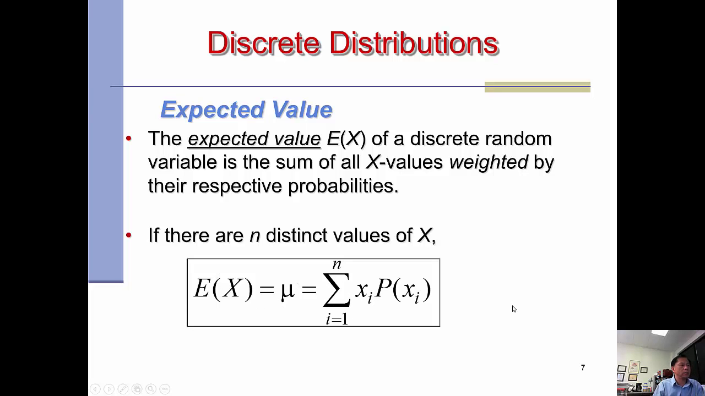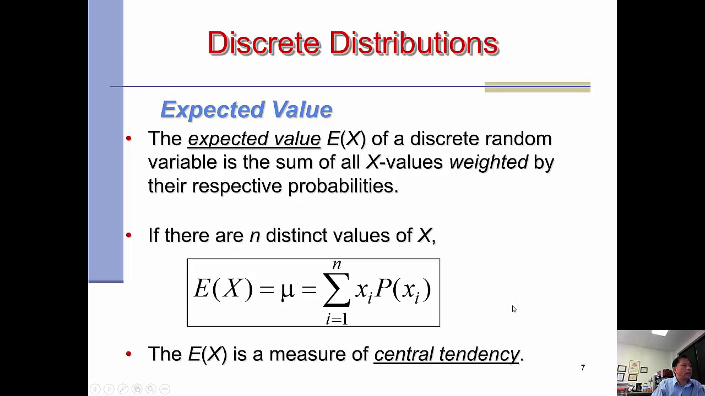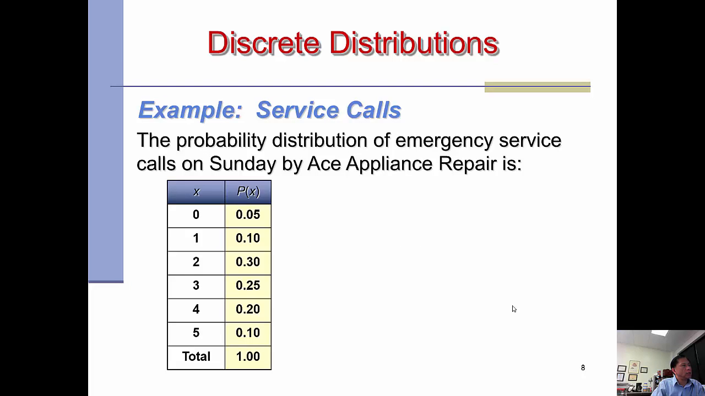This is also the mean, right? And this is a measure of central tendency. If you remember what the central tendency is about, it's the value around which the numbers are distributed. Okay? Let's look at an example here.